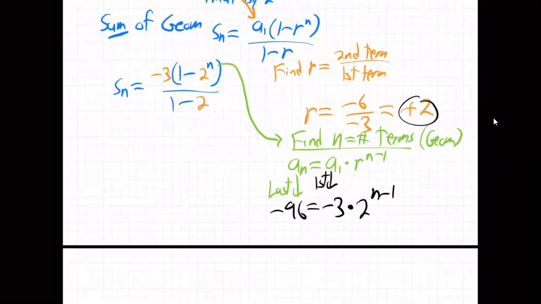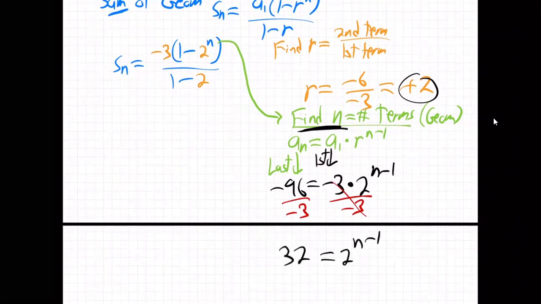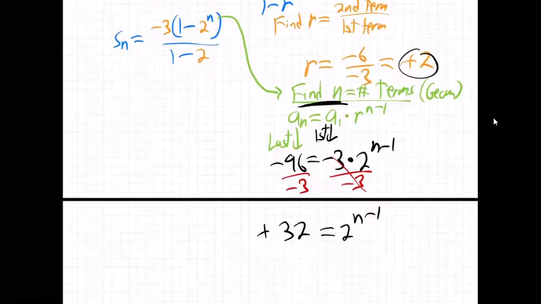Oh, this is not easy. We've got to solve for, remember, we're trying to find n. You got to solve that for n. How do you do it? Divide by negative 3 first off on both sides, and we get 2 to the n minus 1 is, I think that's 32, isn't it? Positive 32. Yeah. Okay, now what? How in the world are we going to find n there?